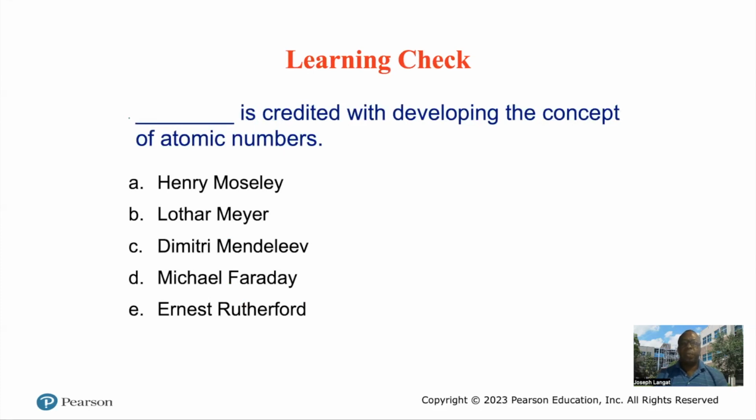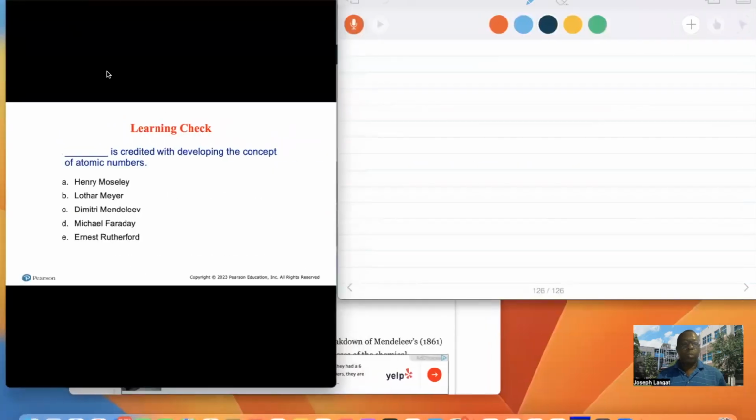Who is credited for developing the concept of atomic numbers? The correct answer is A, Henry Moseley. Henry Moseley is credited for organizing the periodic table according to increase in the nuclear charge or atomic number. There are other scientists which I want you to also read in section 9.2, development of the periodic table.